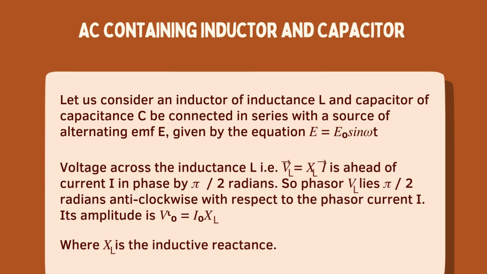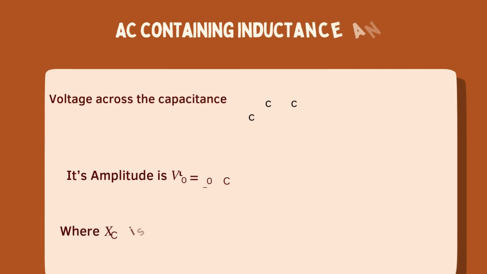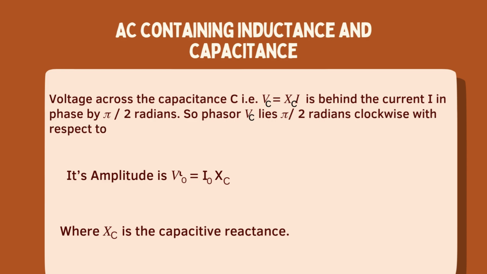The voltage across the inductance is ahead of current in phase by pi by 2 radians, while the voltage across the capacitance C, given by this equation, is behind the current I in phase by pi by 2 radians. So the phasor for voltage across the capacitor lies pi by 2 radians clockwise with respect to the phasor current.